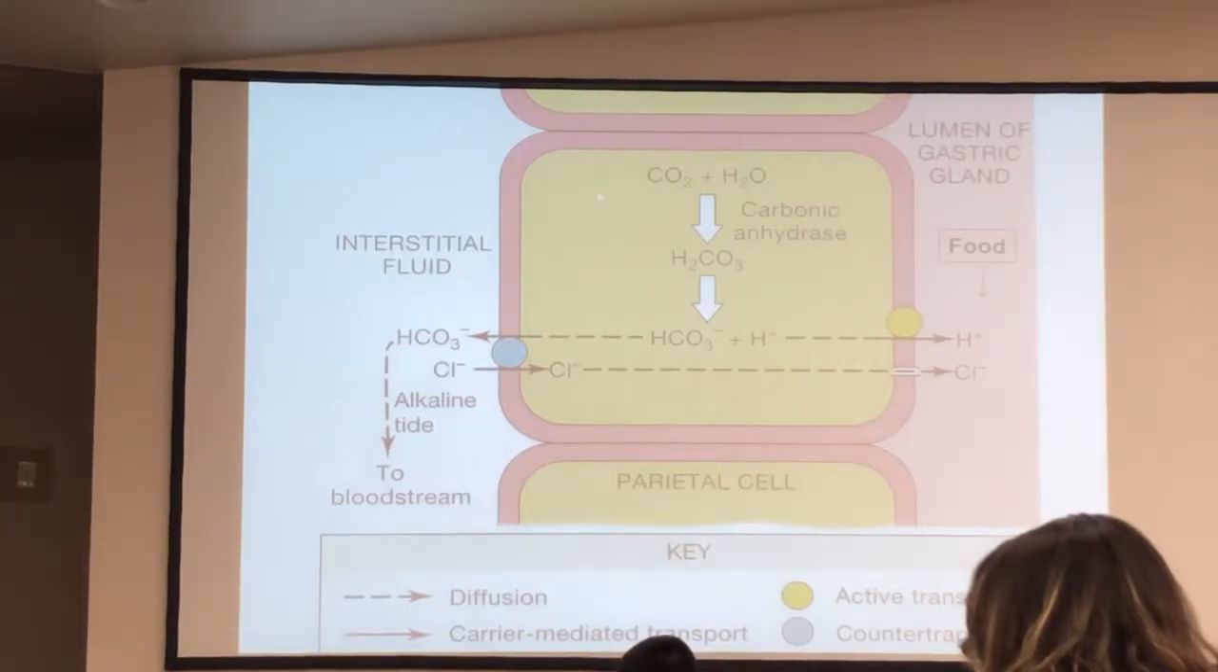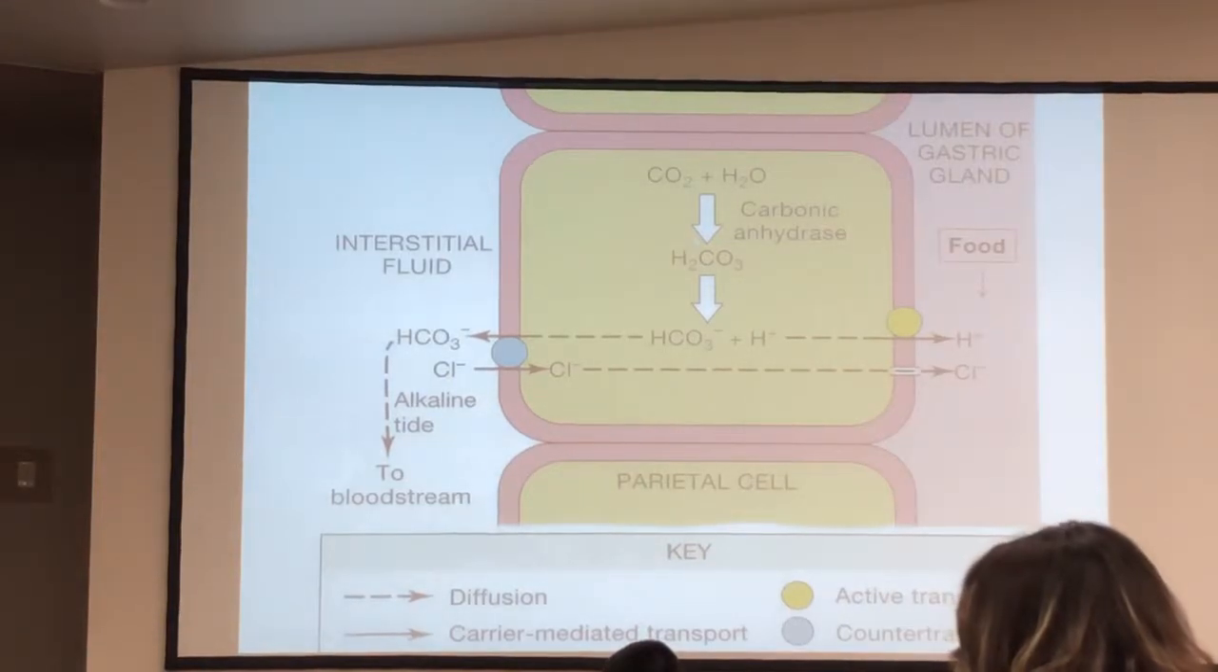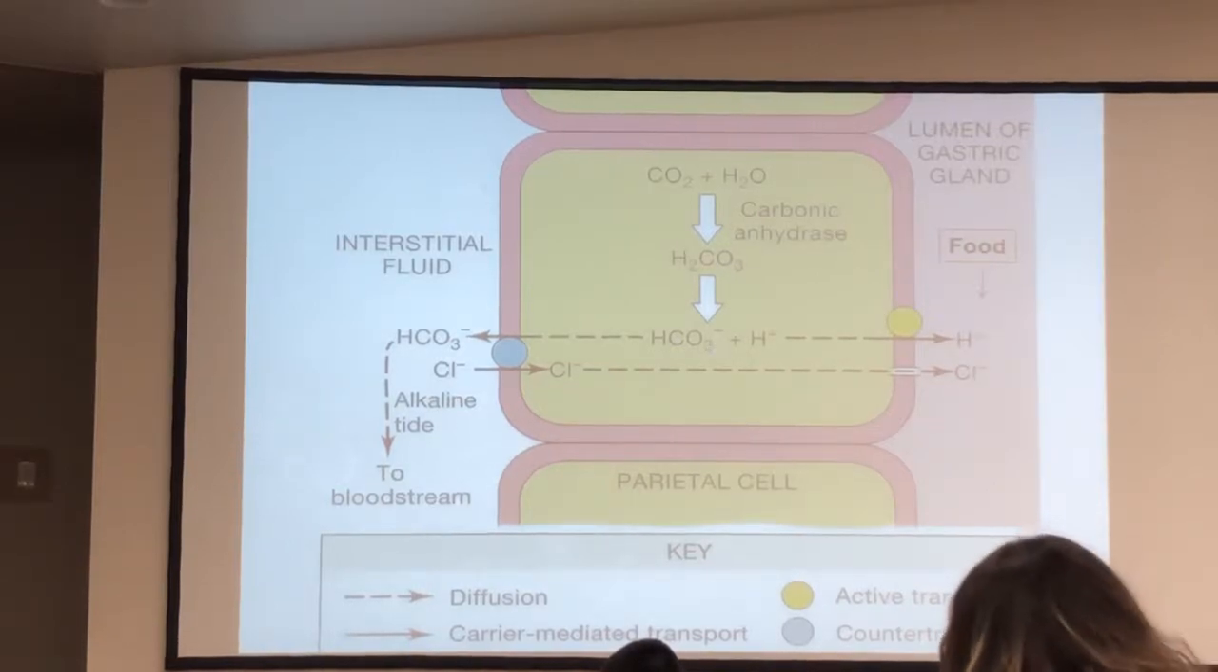This one will show you that in the center part is the lumen, where the food passes by. And here is the parietal cell, and here inside, okay, could be the submucosa. And it's starting from CO2 and water. This one is very common. It becomes carbonic acid, H2CO3, by the enzyme CA, carbonic anhydrase. And then it divides into bicarbonate ion and hydrogen ion.